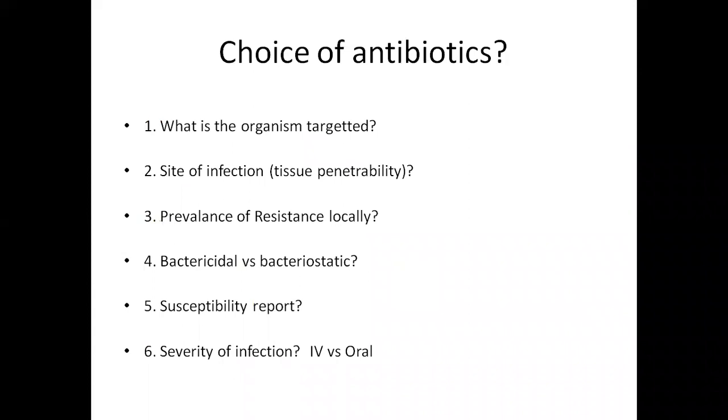When you are thinking about the choice of antibiotics, you have 6 questions. What is the organism you are targeting and what is the site of infection? Based on tissue penetrability, what is your local prevalence of resistance, and whether it's bactericidal or bacteriostatic. And if you have a susceptibility report, based on that you need to choose the antibiotic. And whether you want IV or oral, based on the severity of the infection. So these are the 6 questions we need to ask ourselves when deciding about starting an antibiotic.